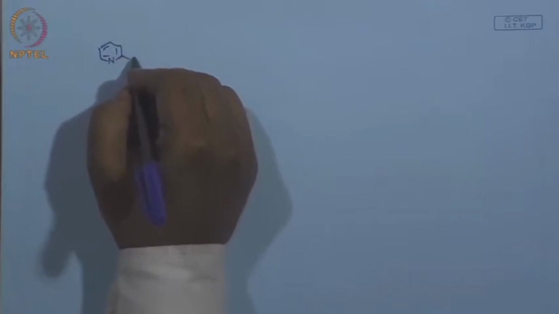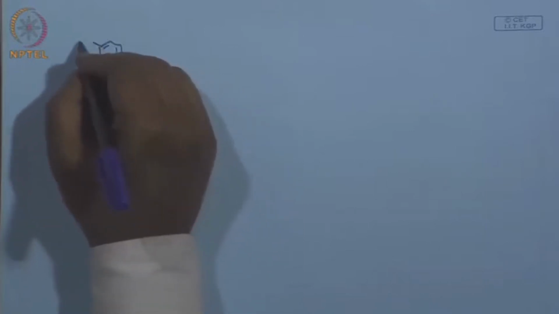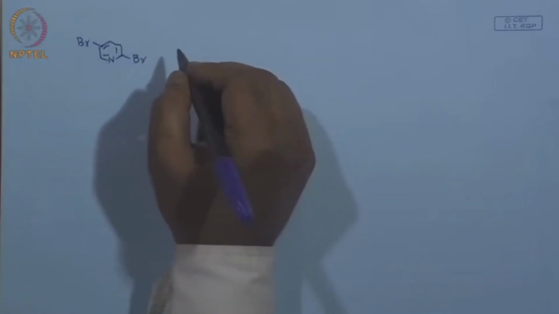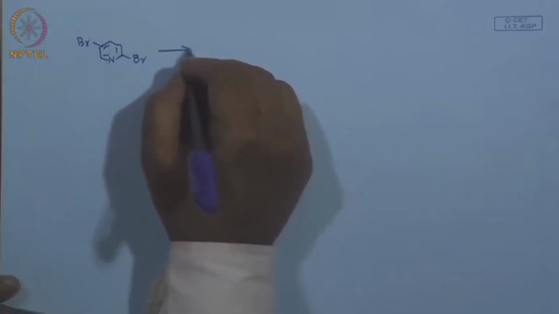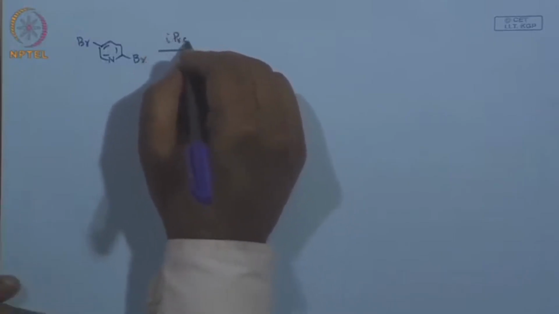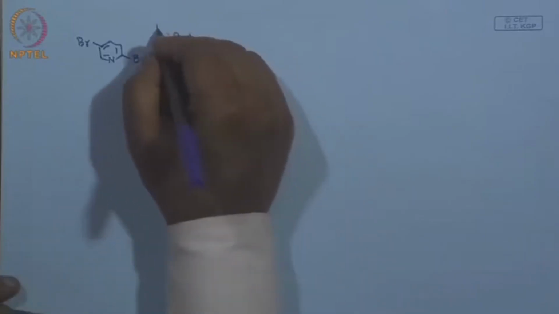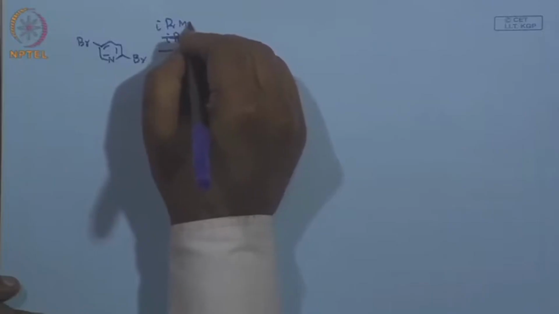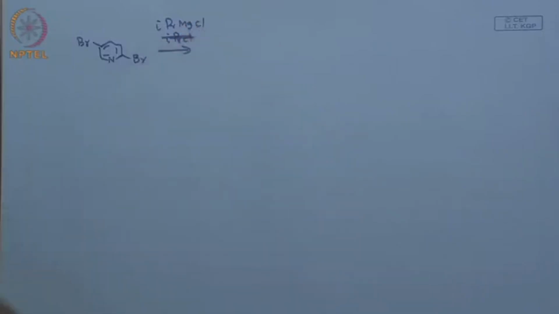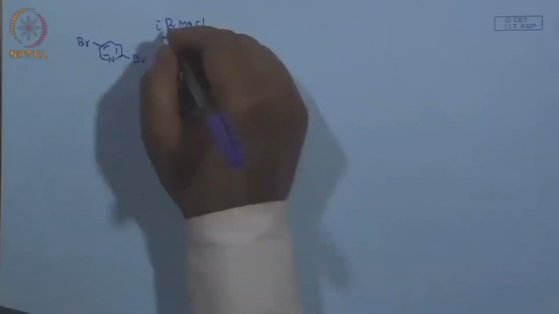so let us take just 1 or 2 more examples from the 6-membered ring systems. This is something which I could not explain, probably you would be able to explain. That means there are some results which cannot be explained. Once again, isopropyl magnesium chloride. So what would you expect from this reaction?